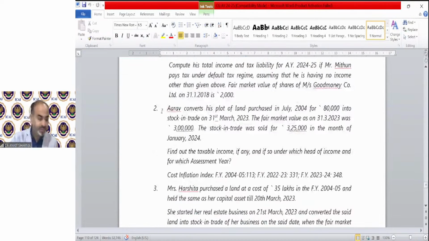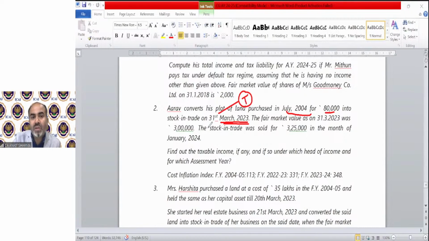Question number 2. The question number 2 is regarding the conversion of capital asset into stock in trade. Now see how simple this is, because we need not calculate tax. So now you will feel this question is very easy because this provision we have discussed. RF converts his plot of land purchased in July 2004 for 80,000 into stock in trade on 31st March 23. So this is my transfer date.